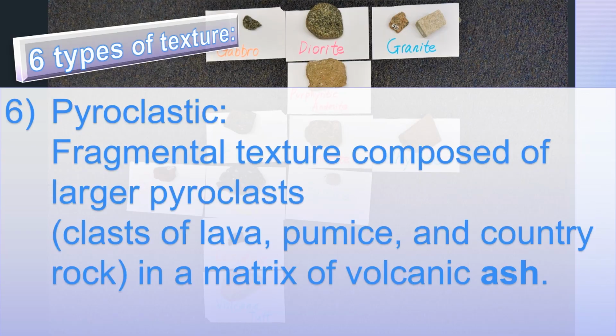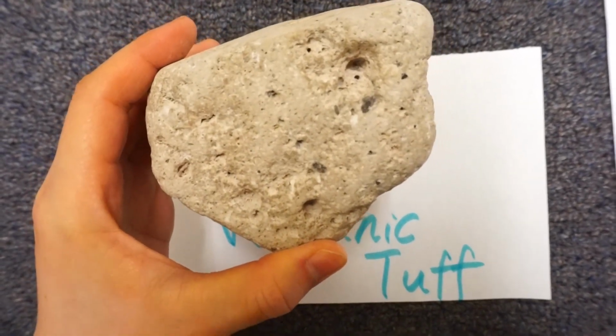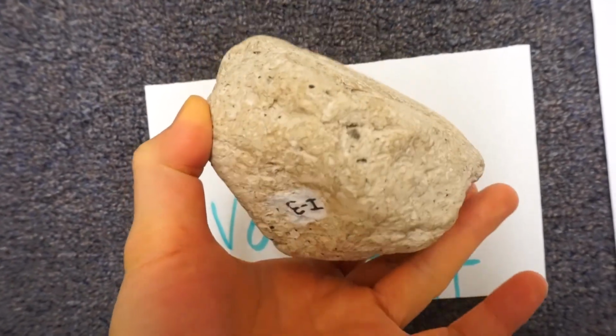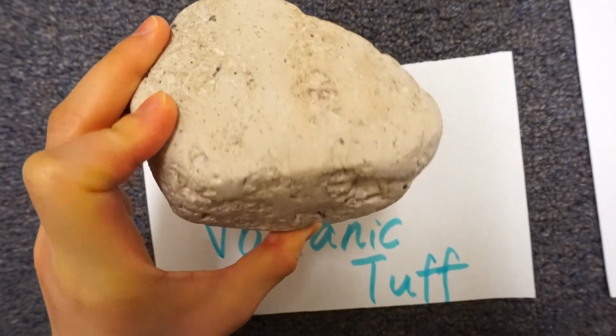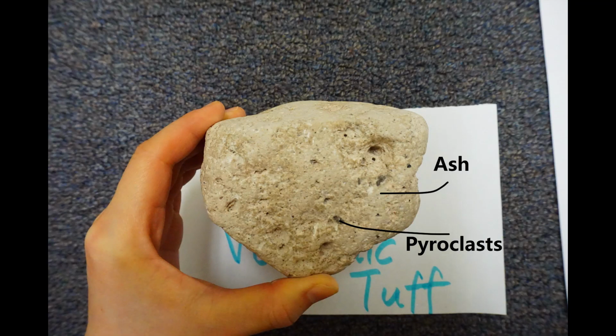Finally, pyroclastic, fragmental texture composed of larger pyroclasts, which are clasts of lava, pumice, and country rock, in a matrix of volcanic ash. The rock that has this kind of texture is made from ash. Example, volcanic tuff. You can see black pyroclasts in ash.